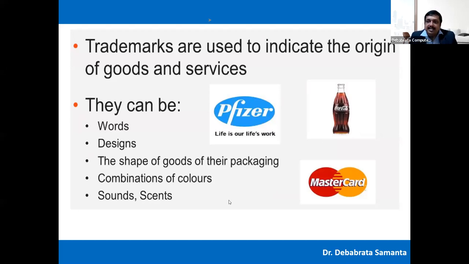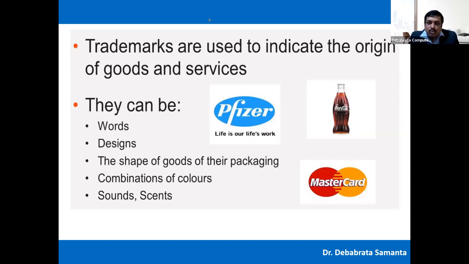But in India, a trademark can be registered in five different modes. One is words, meaning the exact keywords. Sometimes people go beyond the logo, like Pfizer, if you observe, "Life is our life's work." That type of keyword or words you can go for trademark. With a similar concept, other companies cannot copy from you.